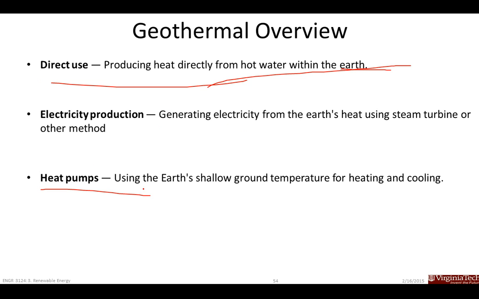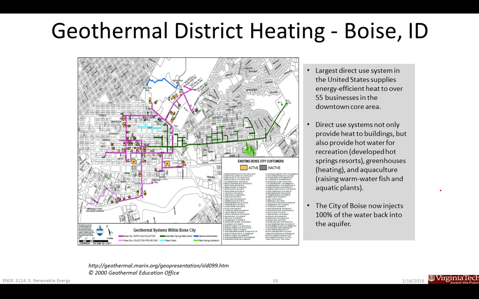Heat pumps use earth's shallow ground temperatures for heating and cooling, household things, large scale, small scale, it doesn't really matter. This is in Boise, Idaho. It's the largest direct use of United States supply efficiency, over 55 businesses and homes.